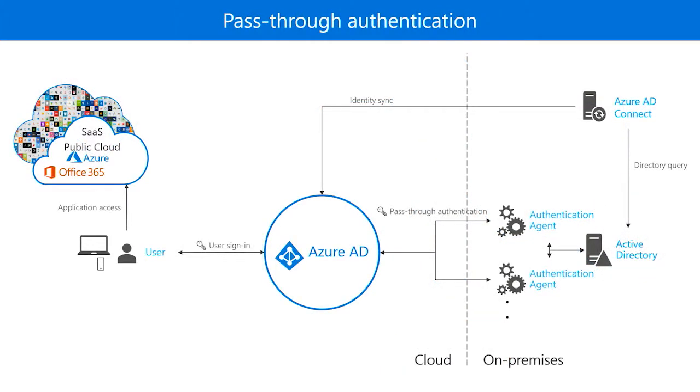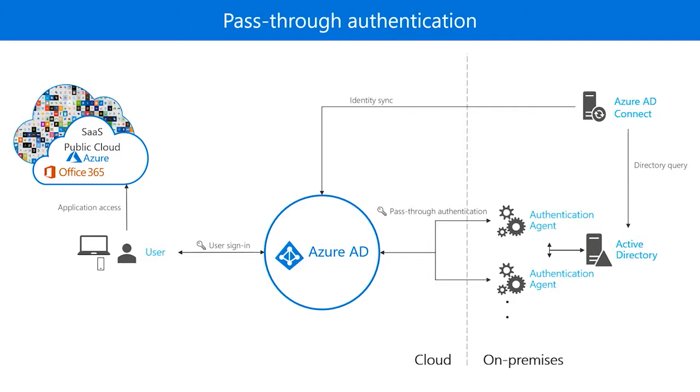Pass-through authentication is also set up using Azure AD Connect, just like password hash sync. But instead of synchronizing password hashes to Azure AD, you start by installing 2 or more authentication agents on premises. You need 2 or more for high availability. These agents make persistent outbound connections to Azure AD and listen for authentication requests.